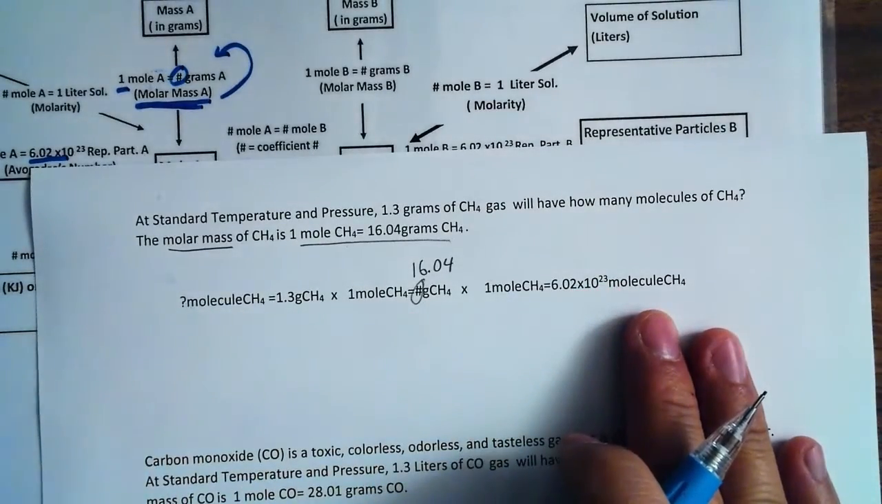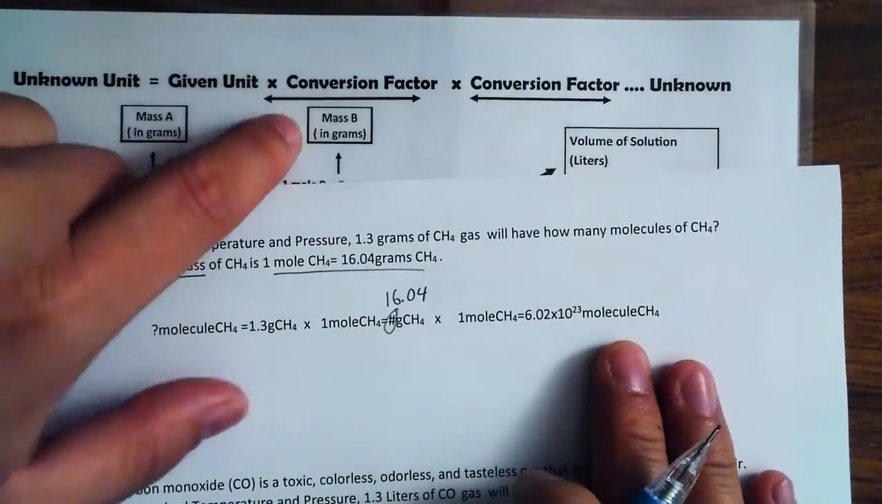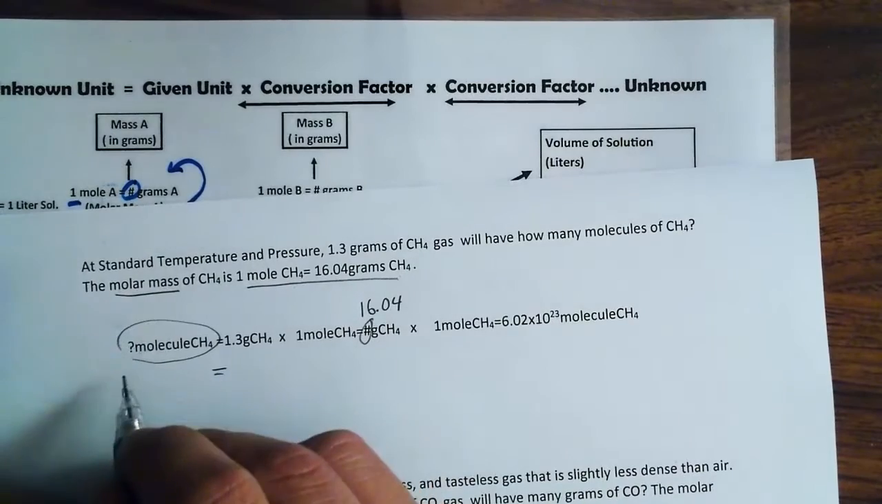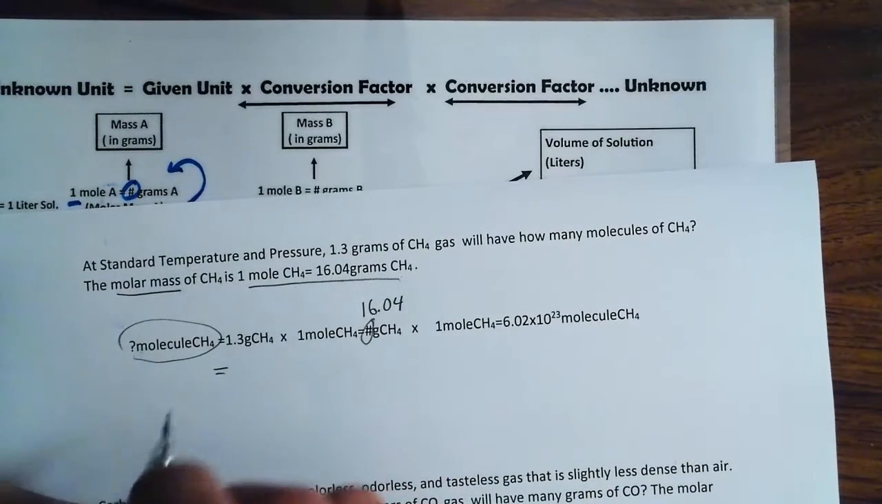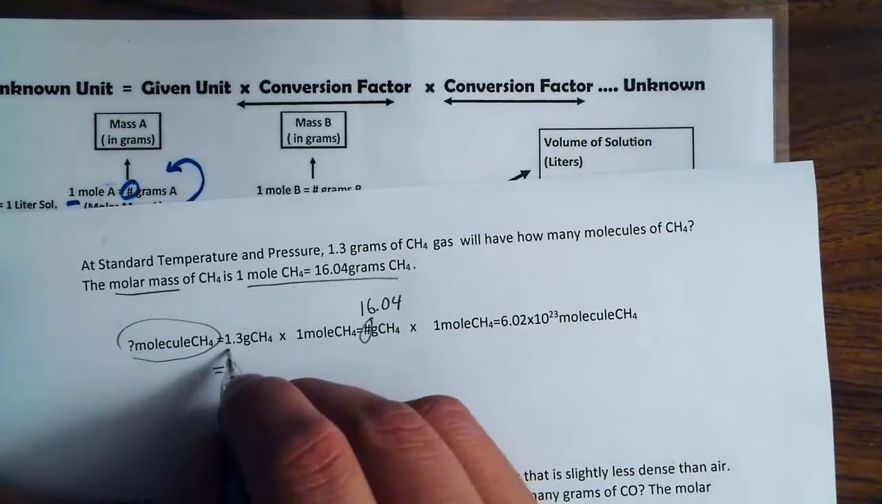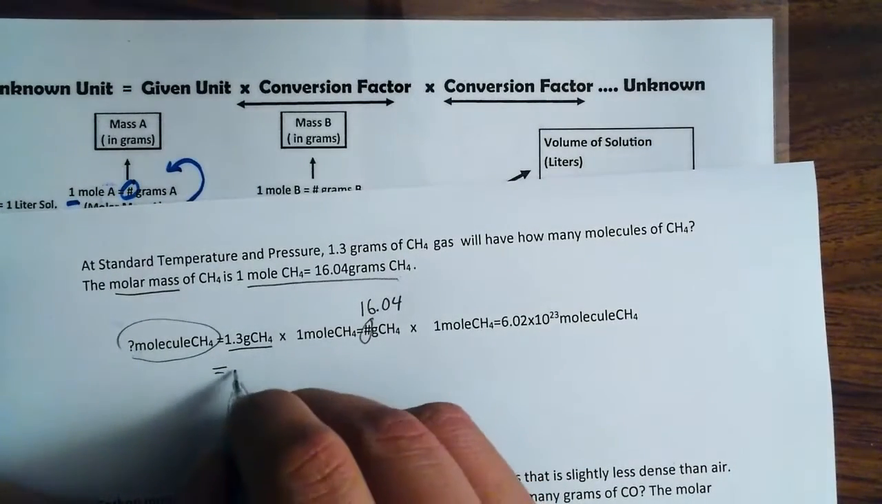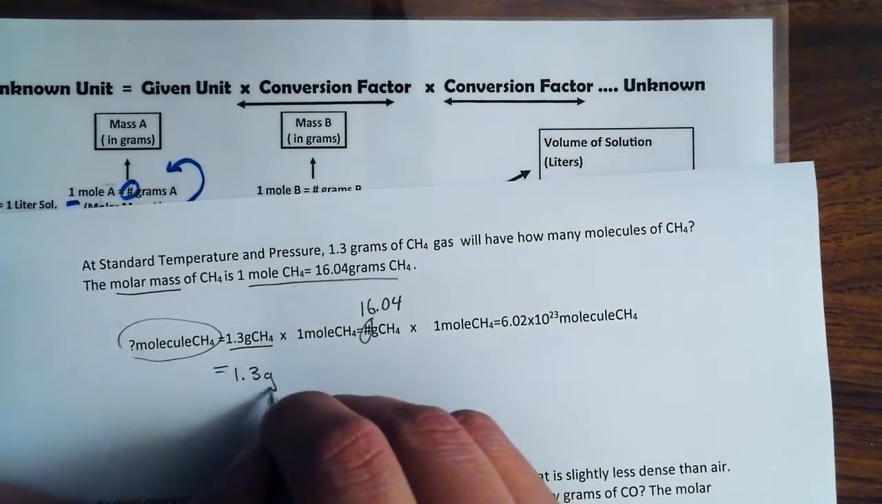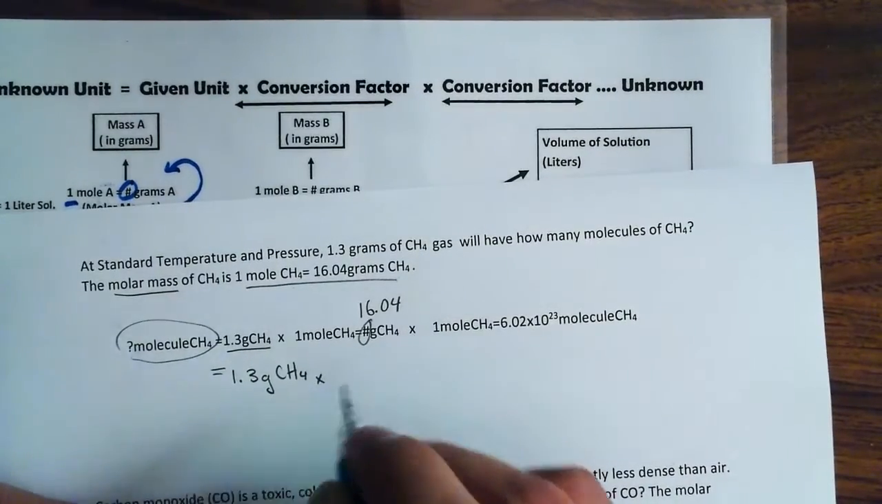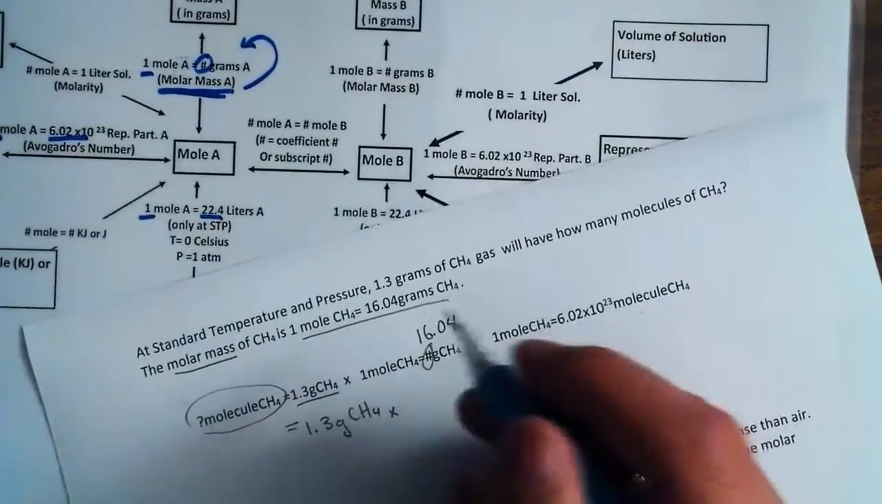So how do we apply this right here? Well, first of all, we're not going to do anything to this side. This is just telling us that we are looking for molecules. So once we cross out the units and chemicals, your answer must be molecules. What do I mean by that? Starting from our given measurement, which is 1.3 grams of CH4, notice again, we can rewrite this as a fraction.